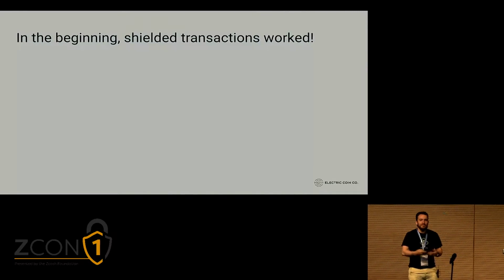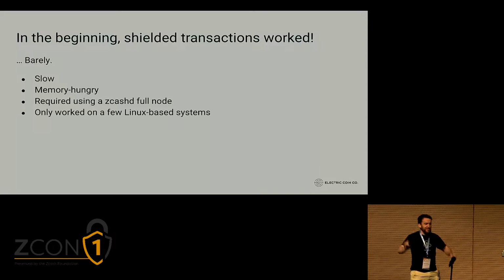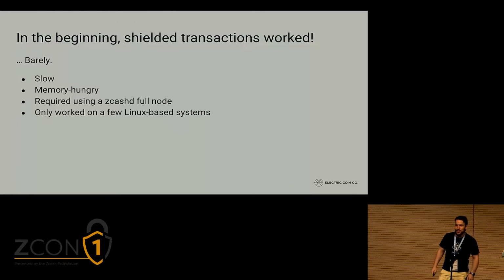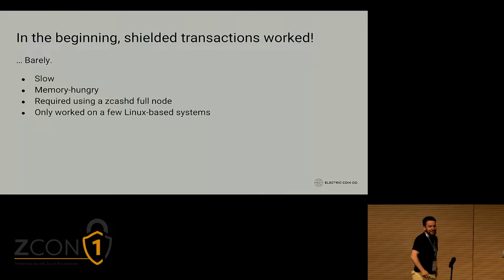In the beginning, shielded transactions worked. We had them started in 2016, it was wonderful. Barely. Things were a little slow, and a little memory hungry. Some of those who were doing transactions in the heady days of October, November 2016 might remember computers crashing and so on. Obviously you needed a full node. That's still mostly true, unfortunately.